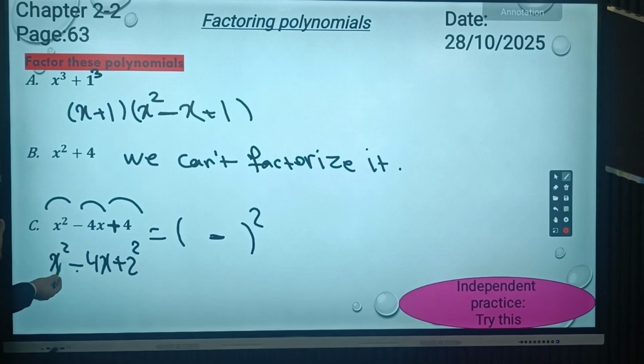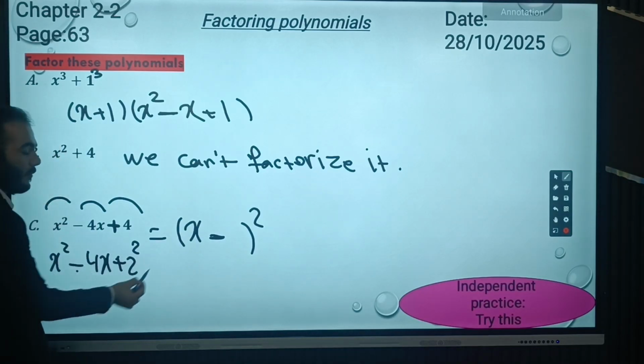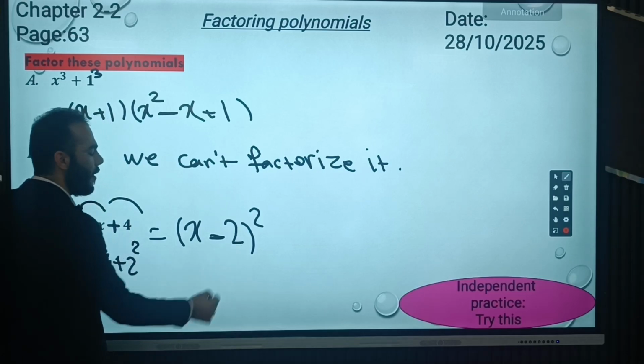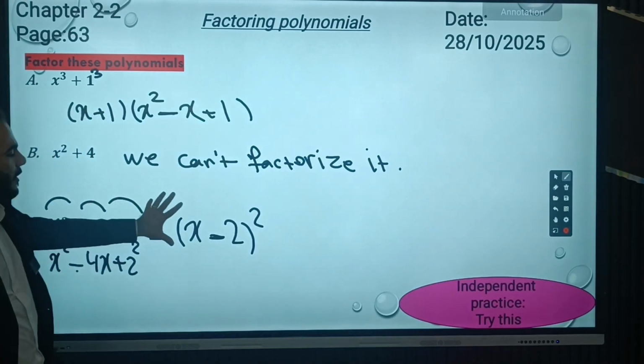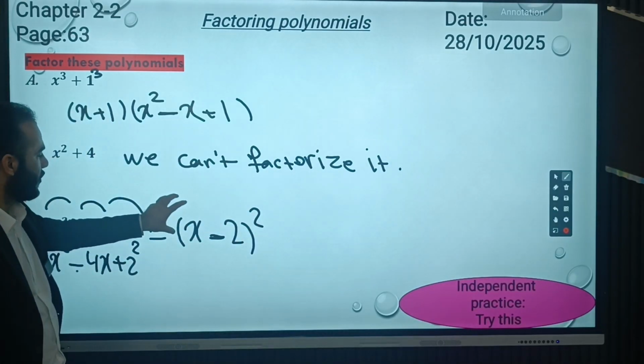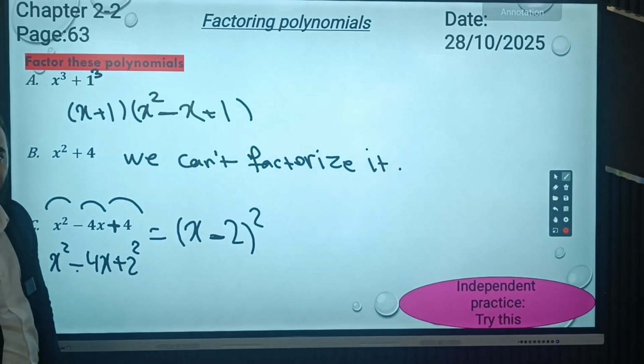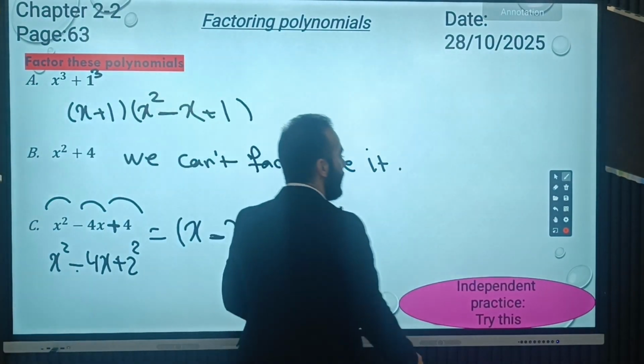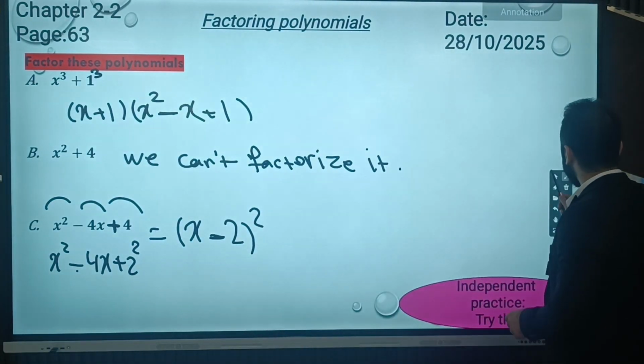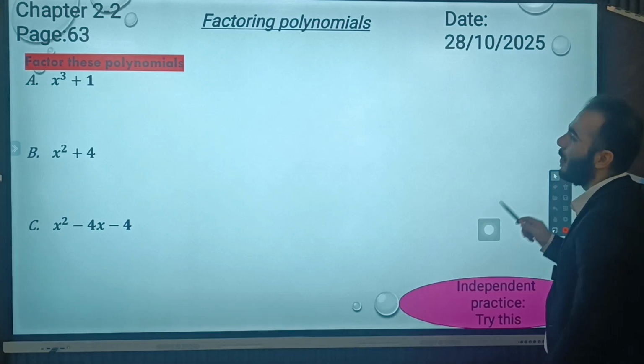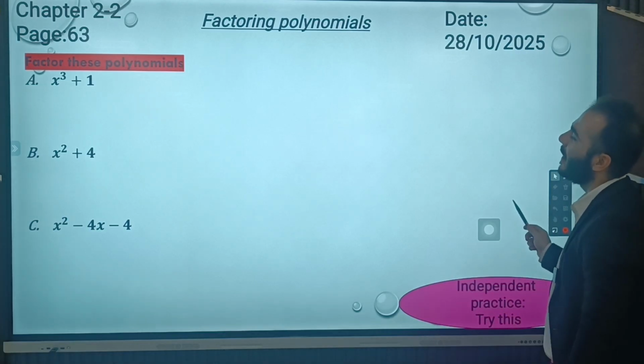The first term is what? x squared. So the first term here would be x. Here the last term is 2 to the power of 2, so 2 is going to come here. So this is going to be the factorization of that quadratic function. I hope that this lesson is clear so far. So let's see what we have in the upcoming slide.